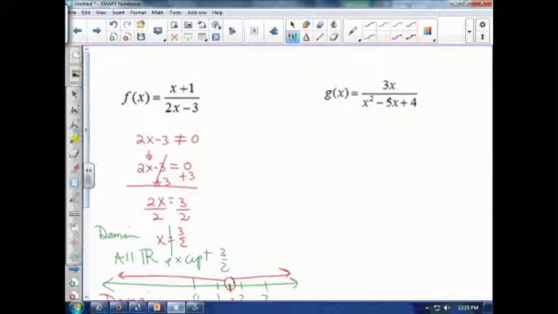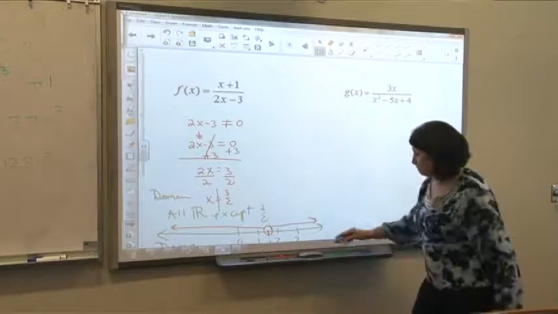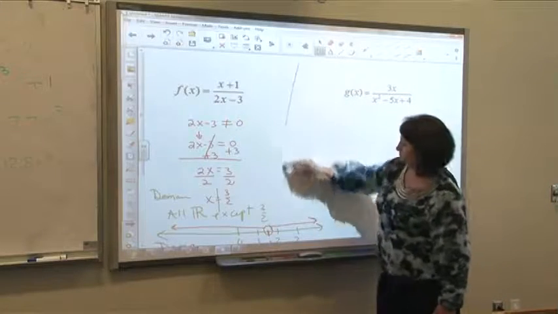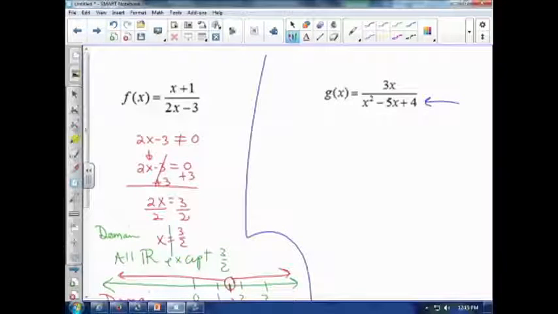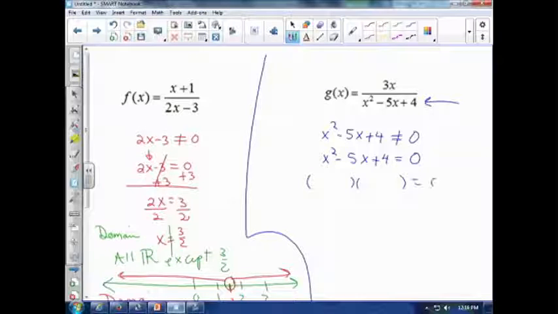Let's look at this second example here. OK, so we know that the denominator cannot be 0. So x squared minus 5x plus 4 cannot equal 0. However, just like we said earlier, we're going to set it to equal 0 to find what makes it 0 so we can exclude it. And so when we set it to equal 0, we notice that this is a quadratic equation that we're solving. And so we're going to try to solve it by factoring.